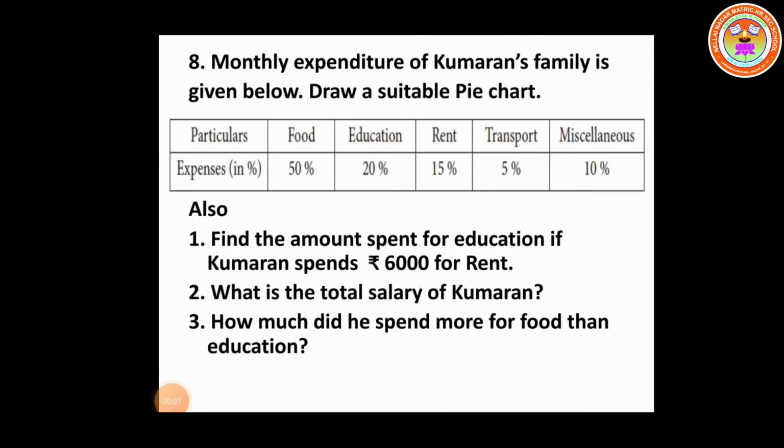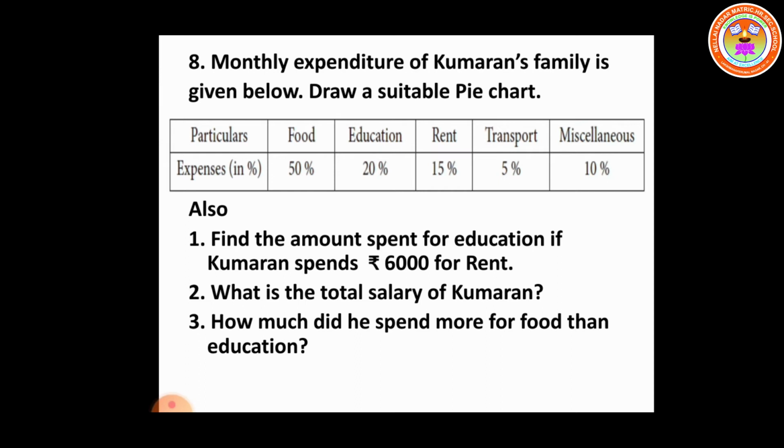Now children, the next one, 8th question. Monthly expenditure of Kumaran's family is given below. Draw a suitable pie chart. Particulars, and for that expenses in percentage are given. Particulars: food, education, rent, transport, miscellaneous. Expenses: for food 50%, for education 20%, for rent 15%, for transport 5%, for miscellaneous 10%.